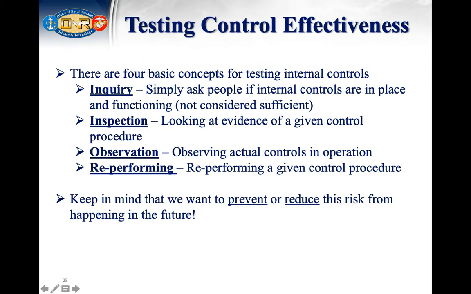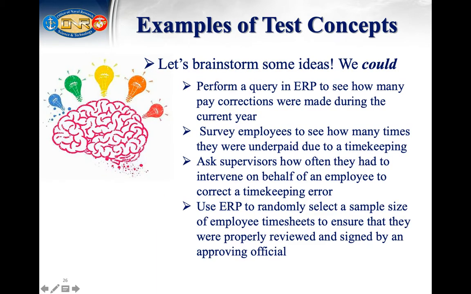When it comes to testing internal controls, there are four basic concepts. Inquiry, asking people if internal controls are effective. Inspection, this is looking at evidence of control procedure. Observation, looking at controls as they are in operation. And reperformance, reperforming a control procedure. Now let's test some methods out.